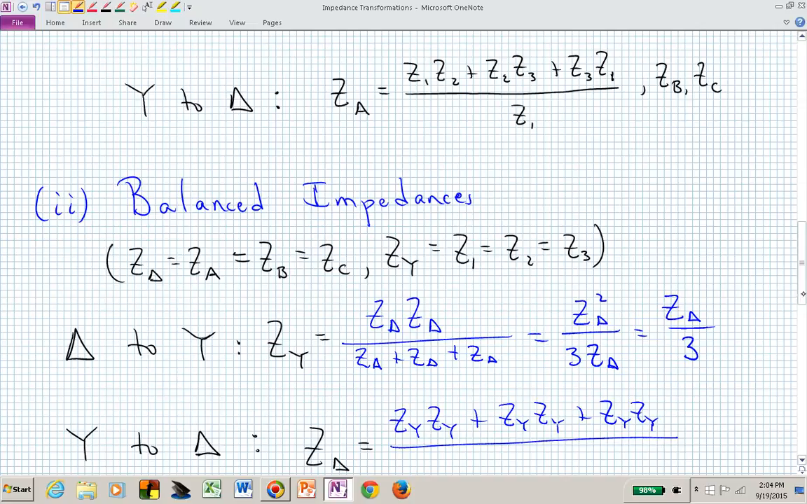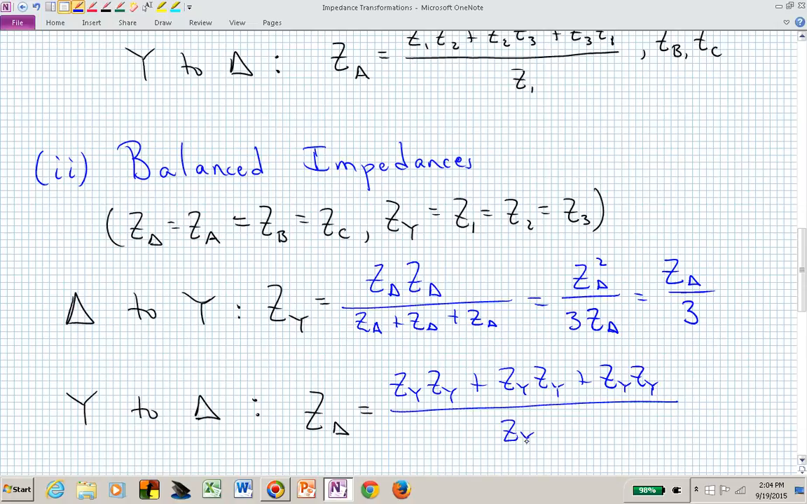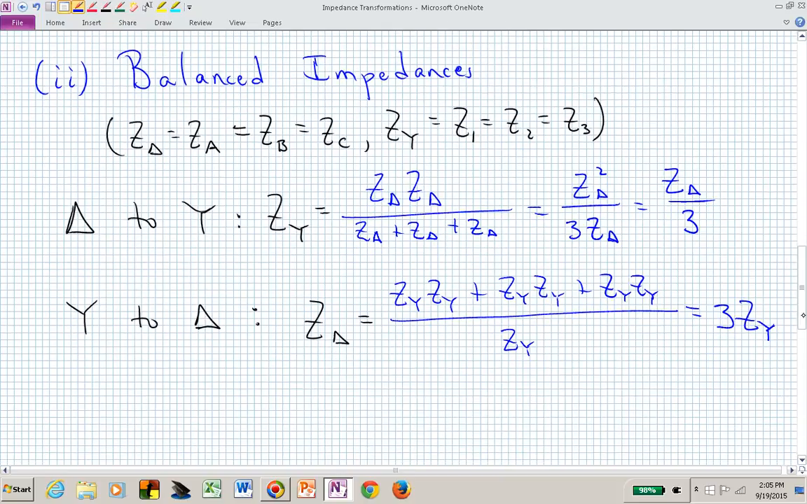And downstairs we just have one such product. You see that we now could cancel one of those Z_Y factors in the numerator and denominator, and now we end up with just 3 Z_Y, and in fact then Z_delta is 3 times the size in value as our Y impedance.